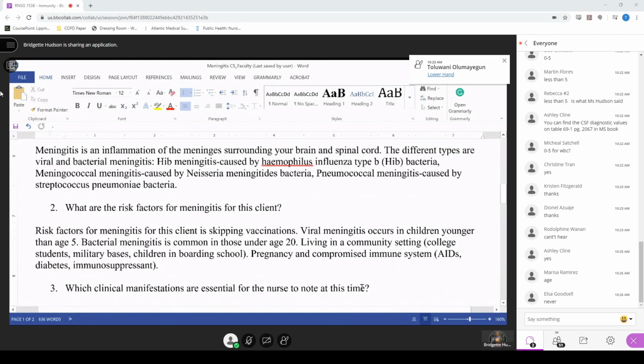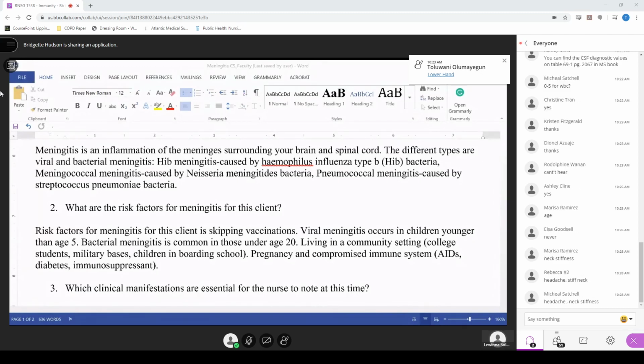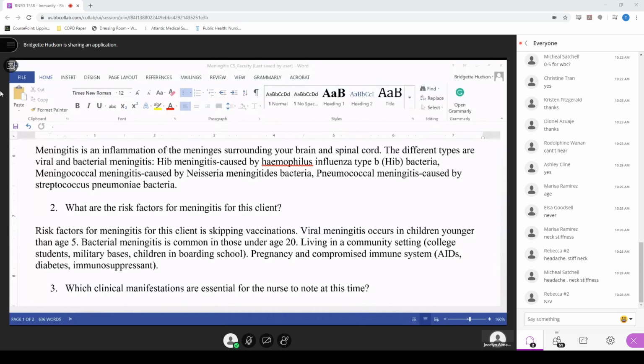Clinical manifestations for you to note at this time. What did she complain of? Headache. She had a headache. Stiff neck. She had nuchal rigidity. And then her last thing was her mental status, because remember, her mental status started changing. Although she was alert and oriented times 3, she still had a mental status issue, right? Yeah, the confusion.